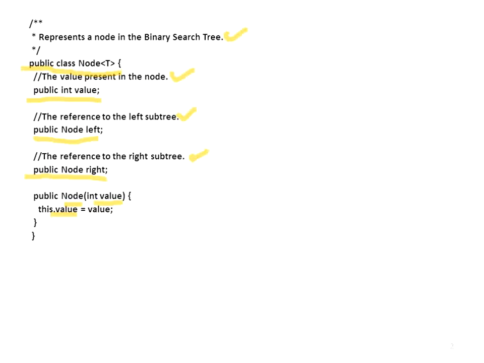So next we are creating a class called binary search tree. This class represents the BST. Now the reference for the root is created. So we have public node root. Whenever you have to create a reference, you have to use this keyword node, as in the previous slide.